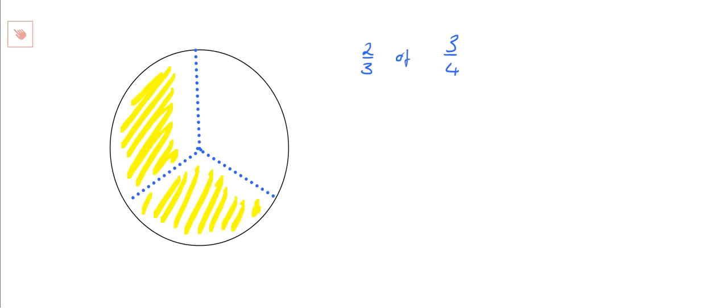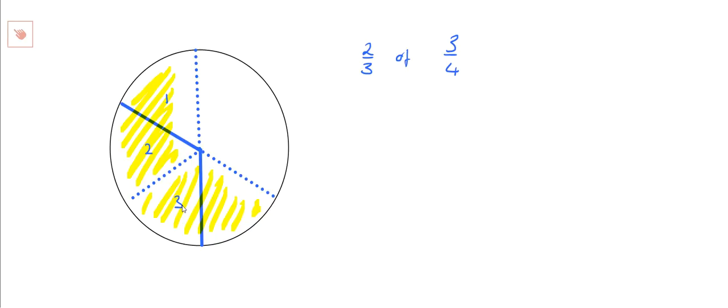So to get 4 pieces in total, I've got to split each one into 2. Okay? So how much is each piece now? If they're thirds, and now I split thirds into 2 pieces, each one's a 6th. Now, I need 3 of those 4 pieces: 1, 2, 3. You had 3/6. And it's the half again.